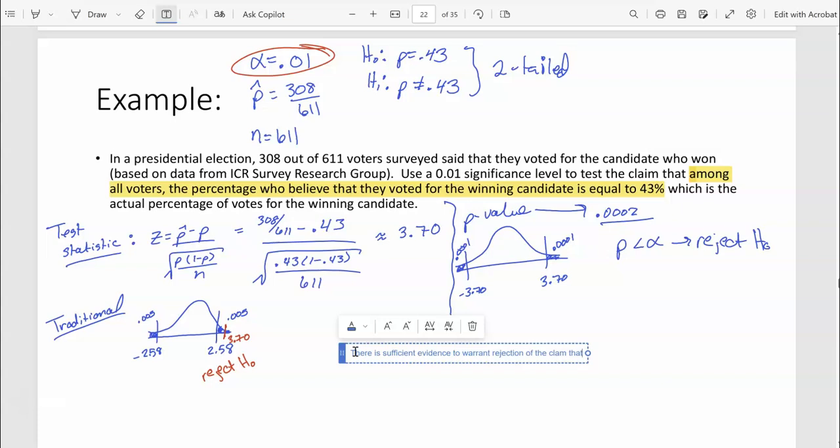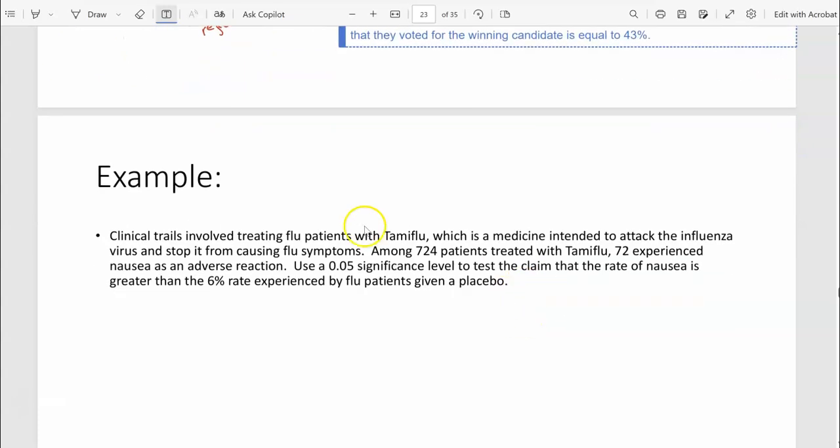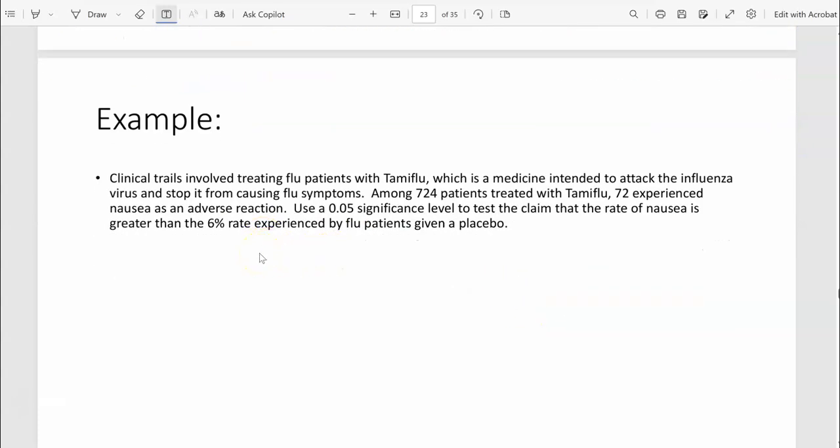And then we would just insert the claim. There's sufficient evidence to warrant rejection of the claim that the percentage who believe they voted for the winning candidate is equal to 43%. Okay, let's look at another one. And this is where you may want to pause the video, try it on your own, and then come back and check your answer.